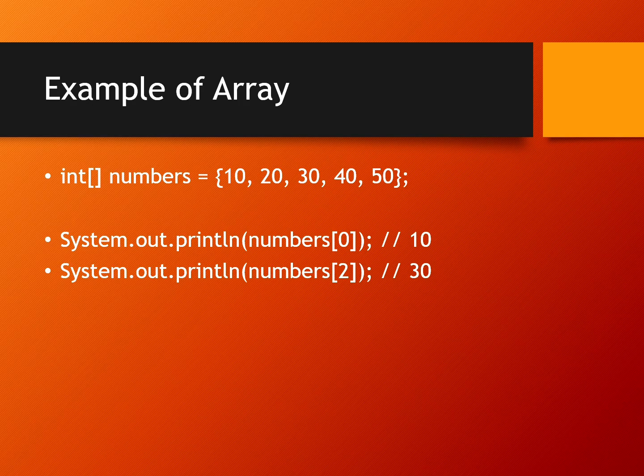So let's quickly summarize what we learned today. Java has primitive data types like int, boolean, char, and long as well. And it also has non-primitive data types like strings and arrays. Arrays allow us to store multiple values of the same data type in a single variable. We can access array elements using their index and use loops to work with them easily.